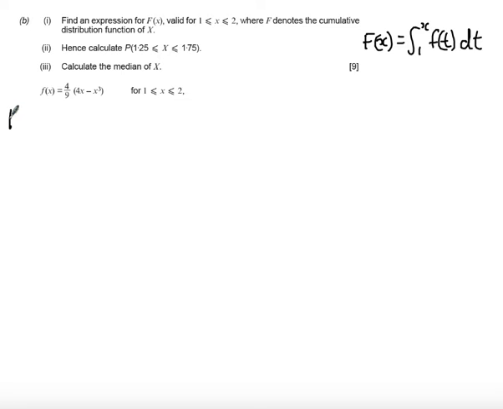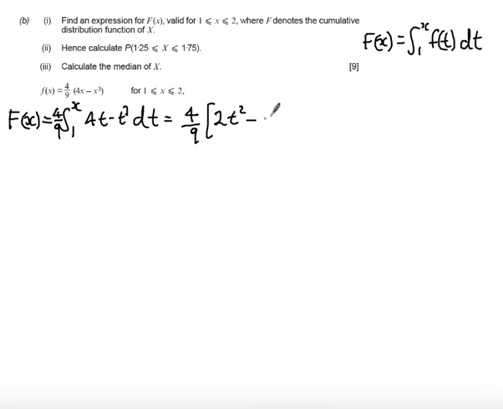So we're going to get that F of x is equal to the lower bound, which is 1, up to x, multiplied by, I'm going to take the 4/9 outside again, so perhaps I should have done that before, and the function is 4t minus t cubed integrated with respect to t. So we get 4/9, 4t raised to the power becomes t squared, 4 divided by 2 gives me 2t squared, minus t to the power of 3 goes to 4, and divide by the new power, so we get divided by 4. This is integrated between 1 and x.